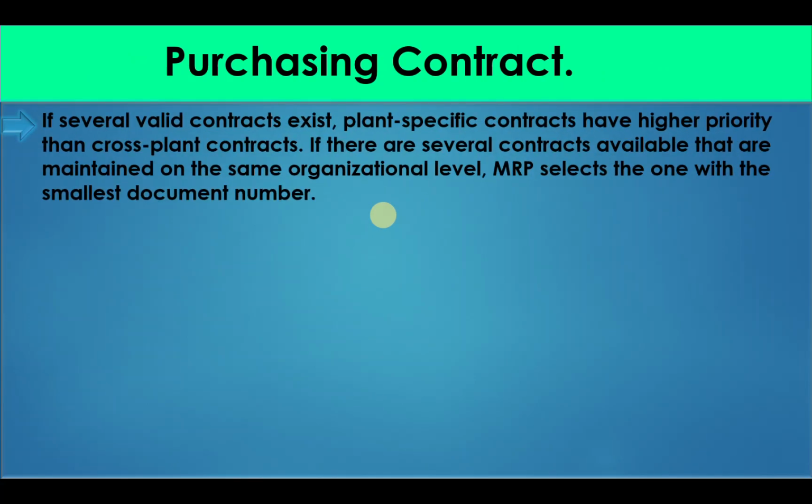So if several contracts exist, again another case. Let's say for plant-specific contracts, they get higher priority than cross-plant contracts. So if there is a central contract and a plant-specific contract, then the plant-specific contract gets higher priority. If there are several contracts available maintained at organization level, then MRP selects again, the number range comes into the picture and the smallest document number will get selected.